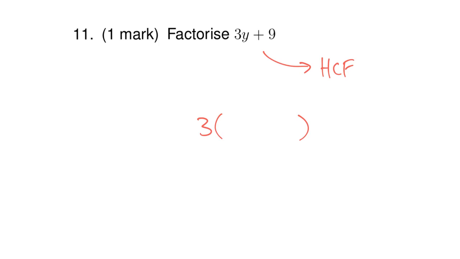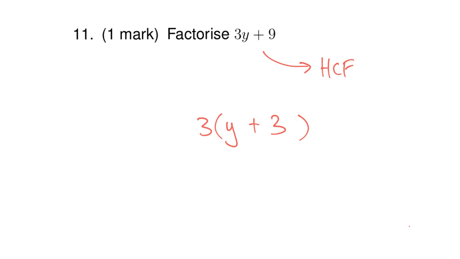The bit that goes inside the brackets is simply what I need to multiply 3 by to get each of these terms. So 3 times y will give me my 3y. So the bit in the brackets becomes the y. What do I multiply 3 by to get a positive 9? Well, the answer is 3.